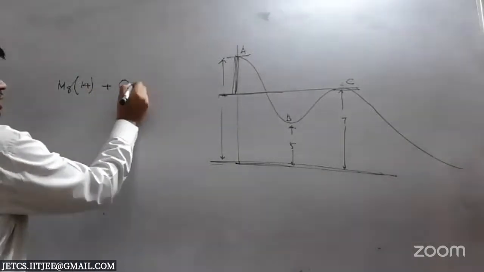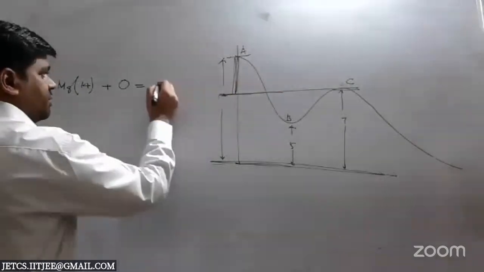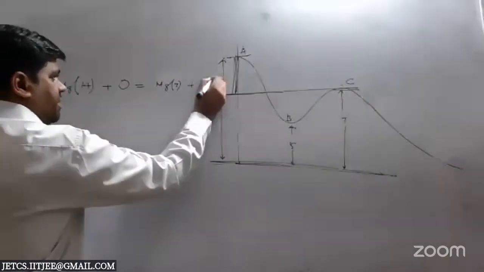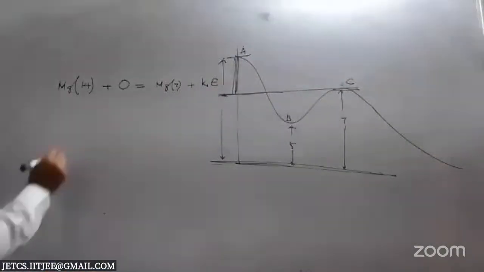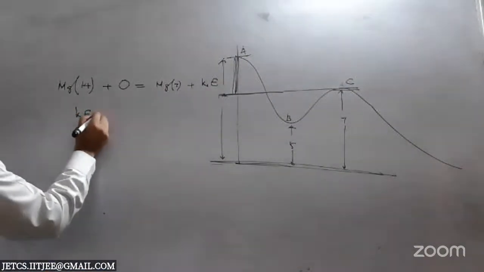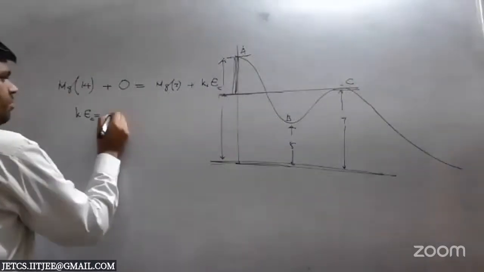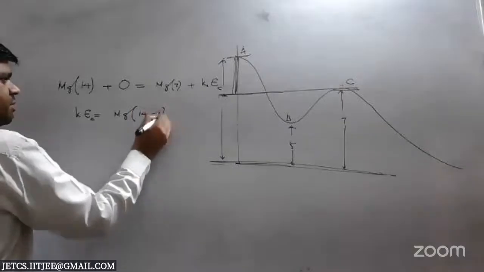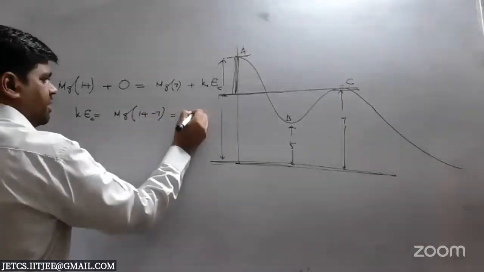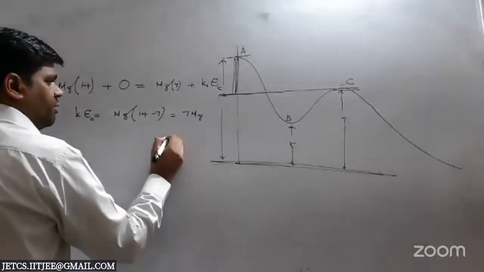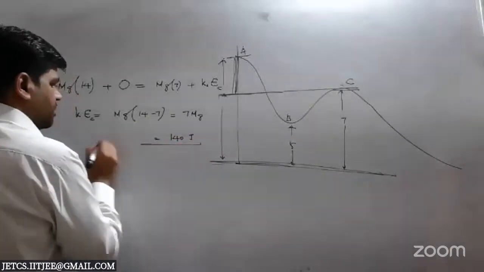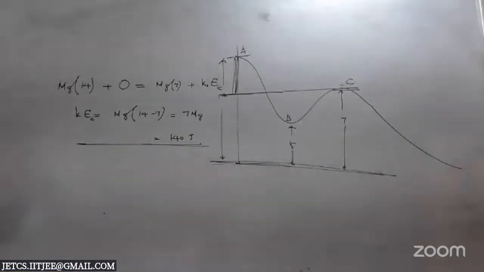Plus kinetic energy is 0, released from rest. What is the potential energy over there at the end? Mg into 7 plus kinetic energy at C. That is what is required. So kinetic energy at C is equal to mg into 14 minus 7, which is 7 mg, which is 7 times 10 times 2, 140 joules. That is the answer. This is conservation of mechanical energy.